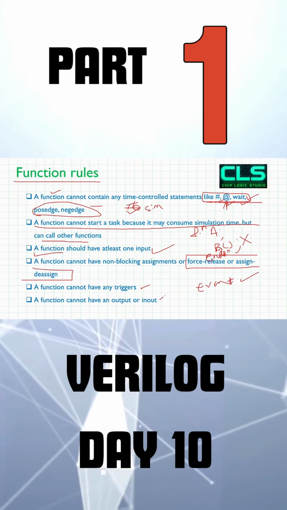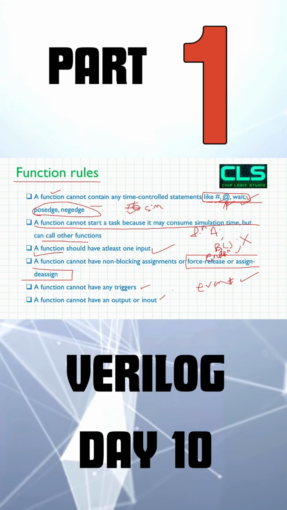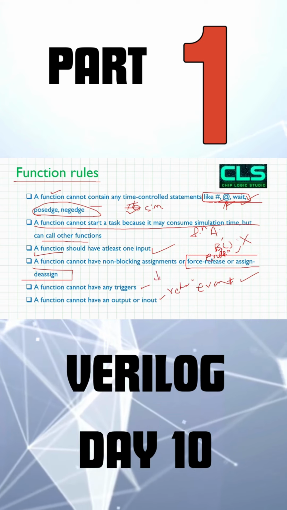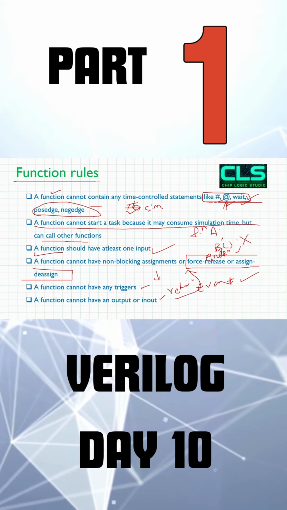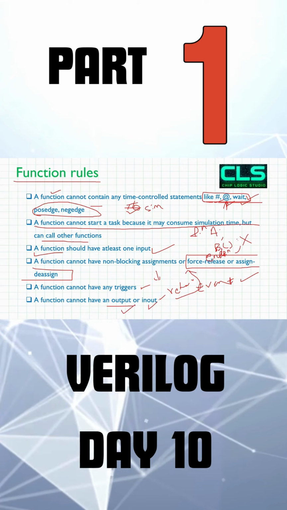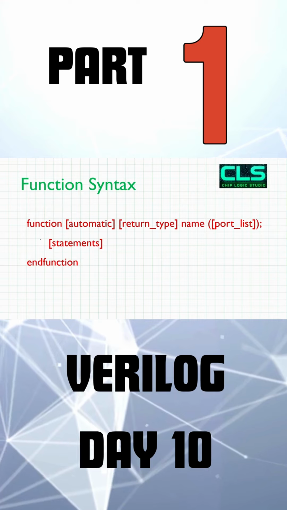A function cannot have output or inout, so it can only have input ports and a return type. A function has a return type, which means whenever the input comes, it will return the value. This is some kind of output which will be returned, so we don't need an output port, and output and inout cannot be used. So these are some rules of function you should remember.